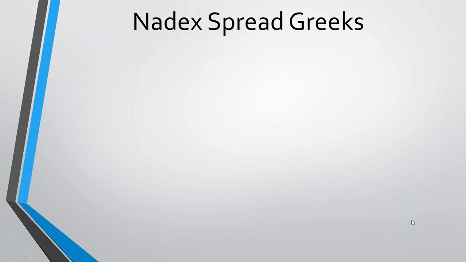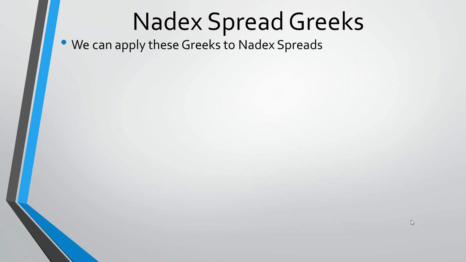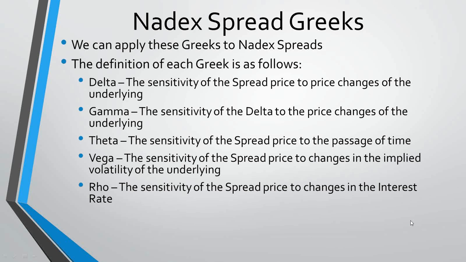Let's do a quick review of the Nadex spread Greeks, and we can apply these Greeks to Nadex spreads. The definition of each Greek is as follows. Delta is the sensitivity of the spread price to changes in the underlying. Okay, the underlying price moves all day long. How sensitive is the option to that movement? That's the delta. Gamma is the sensitivity of the delta to the price change of the underlying. The delta also changes as the price of the underlying moves. How sensitive? Is it changing rapidly or is it changing more slowly?